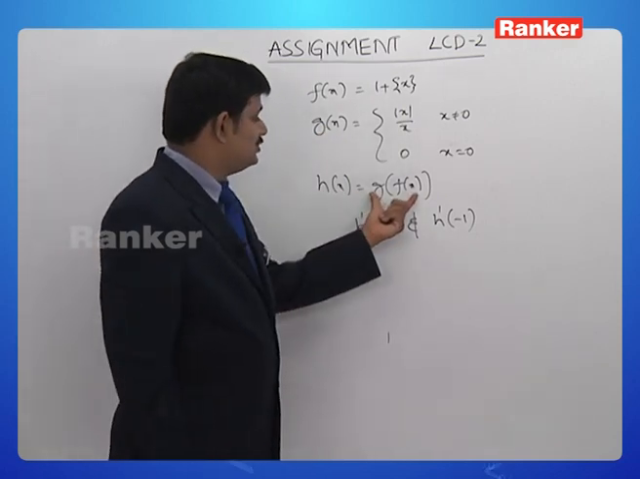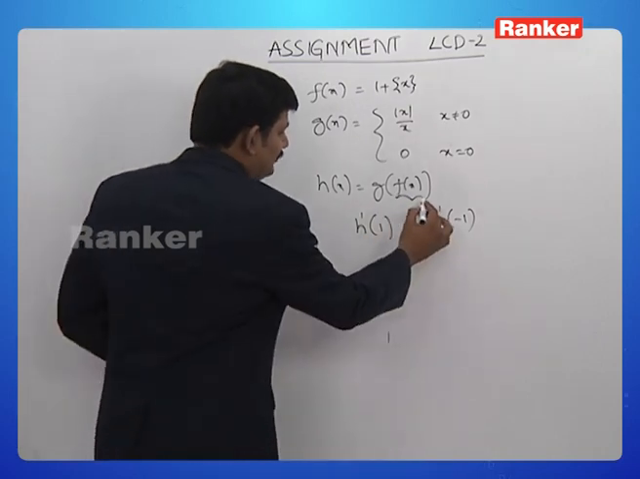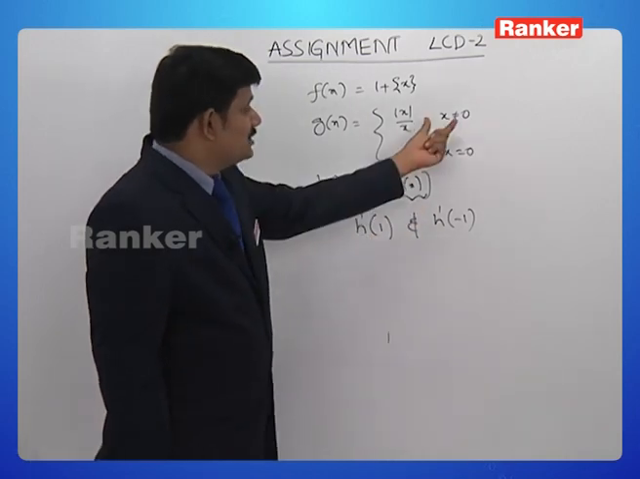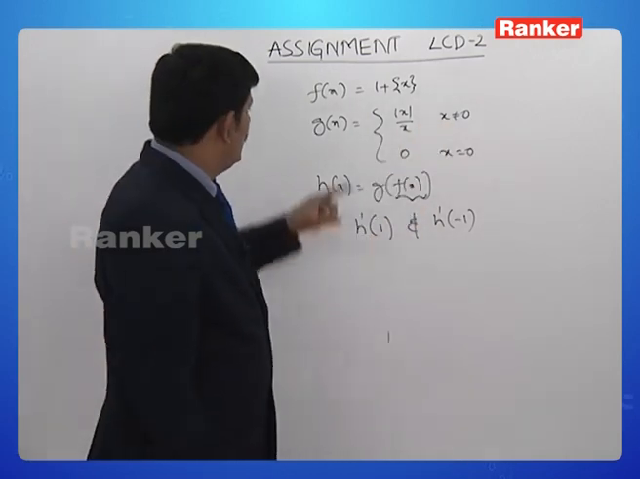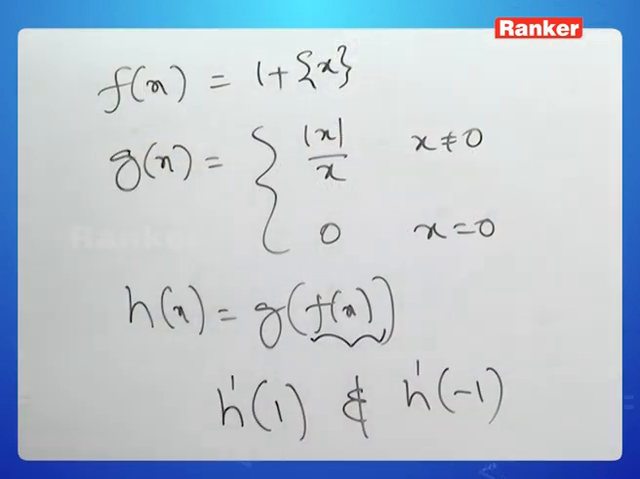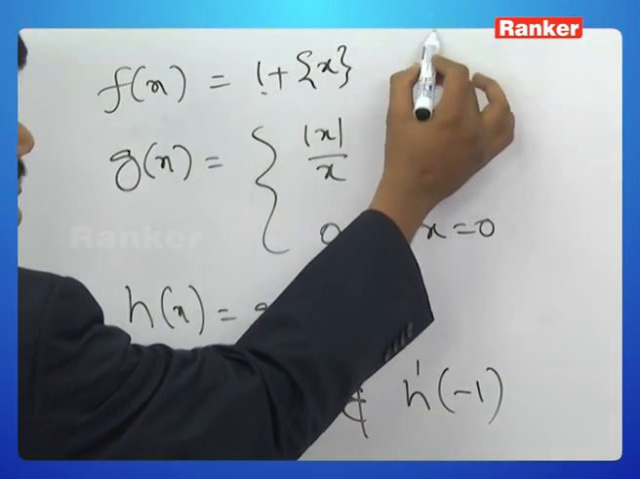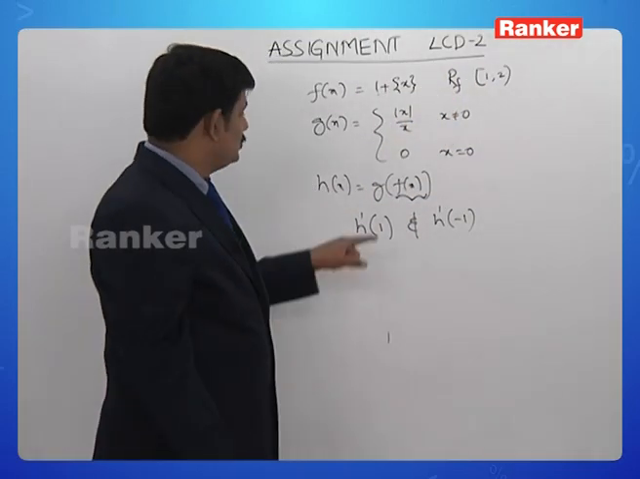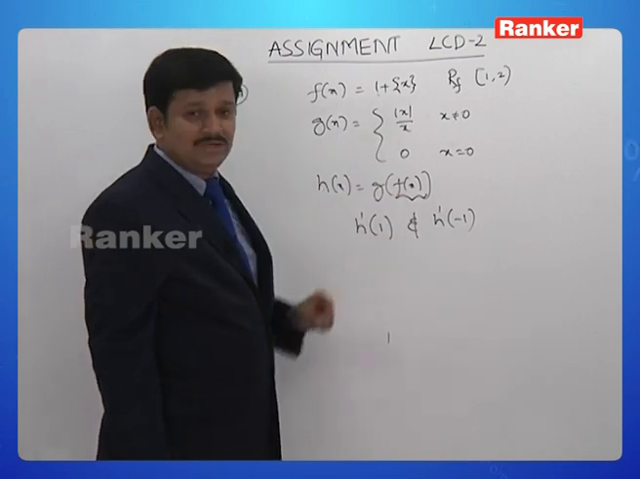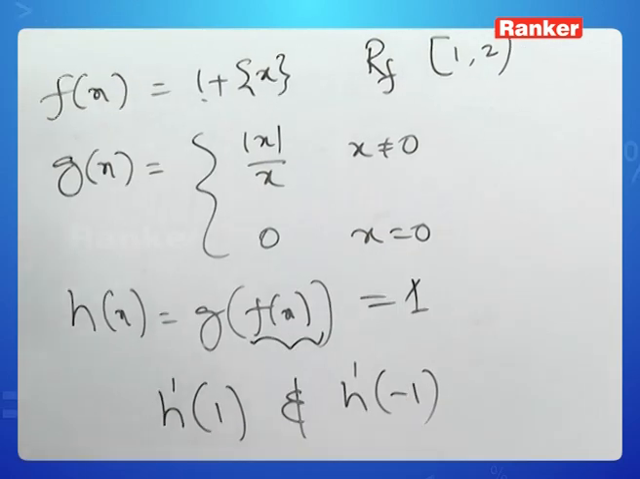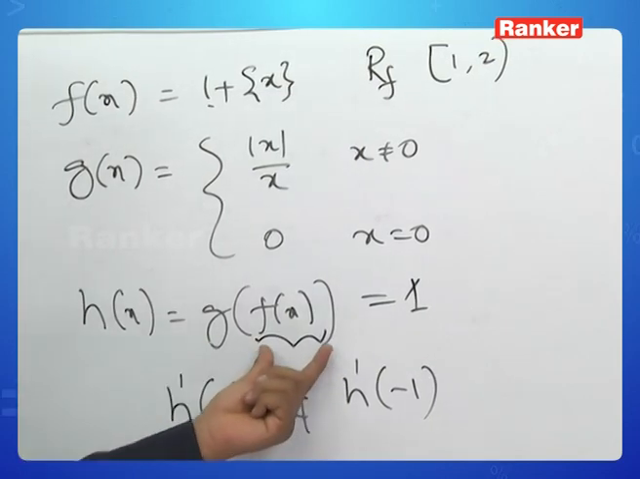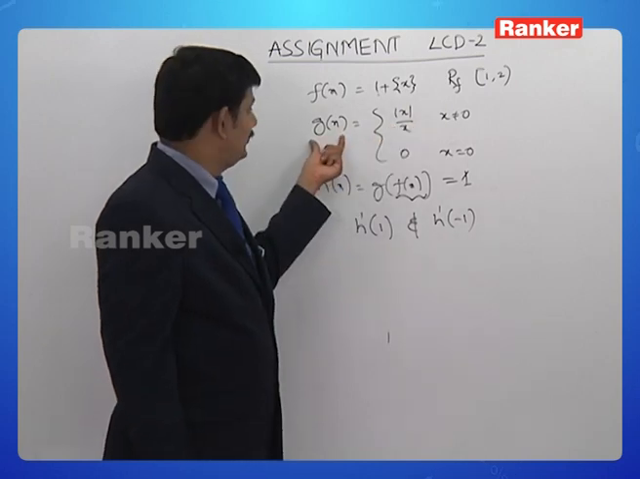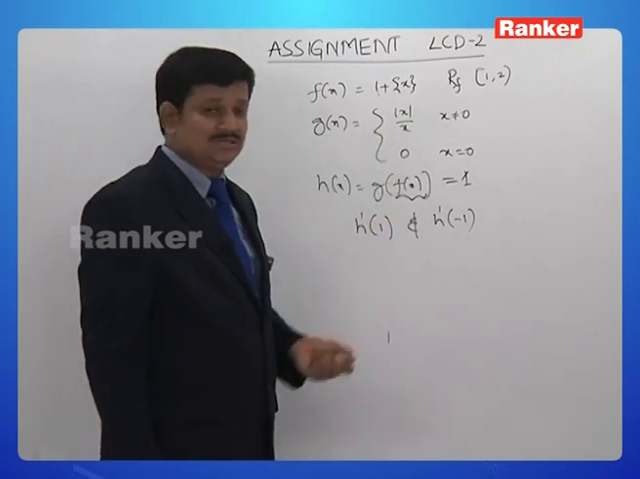Now, h of x is g of f of x. To understand g of f of x, we need to know whether f of x is 0 or non-zero, and if it is non-zero, whether it is positive or negative. But f of x is 1 plus fractional part of x, with range 1 to 2, which is always positive. So, g of f of x is always 1.